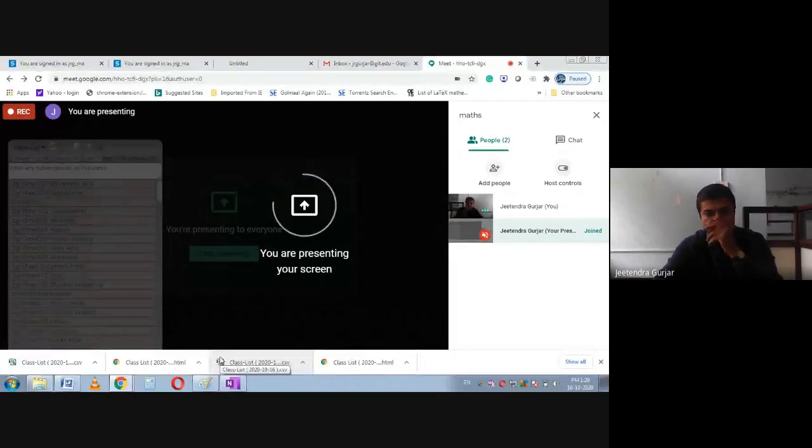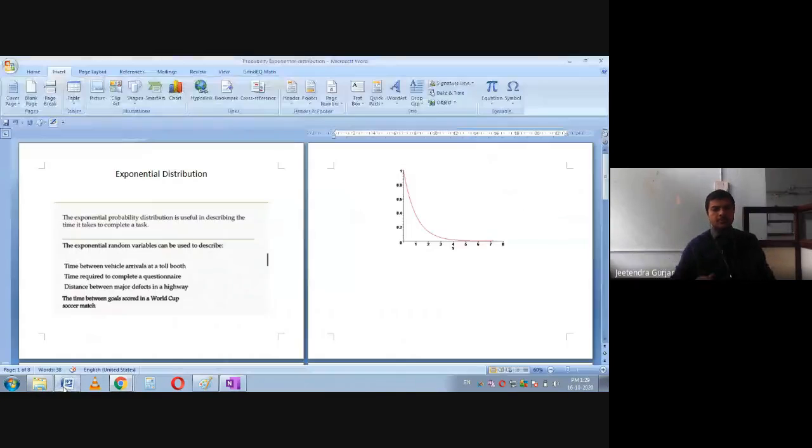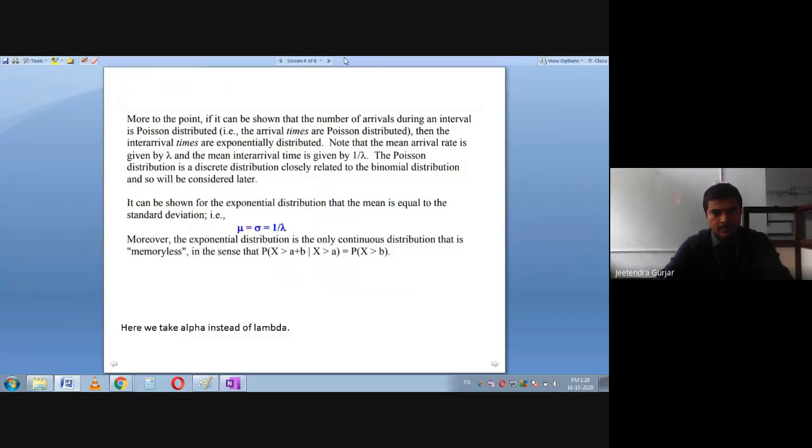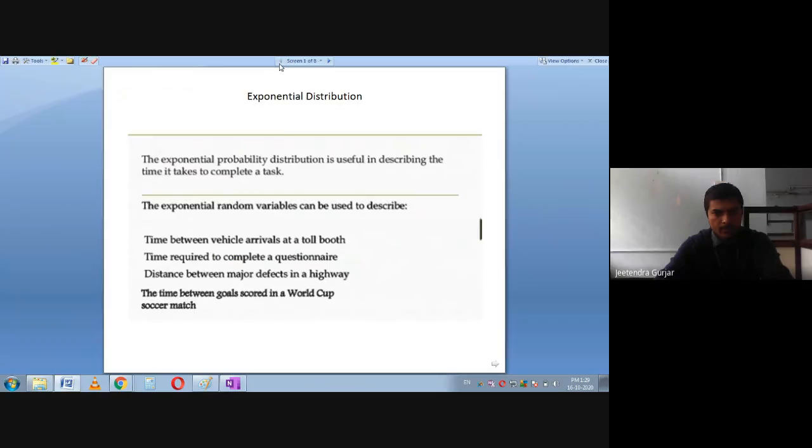So we are going to go for the next distribution, that is the exponential distribution. I think you have come across it and you also studied mean, variance, everything. The same way we also have them in the exponential distribution. So here in the exponential distribution, students, we see the formula and we try to understand what is the probability of the exponential distribution.